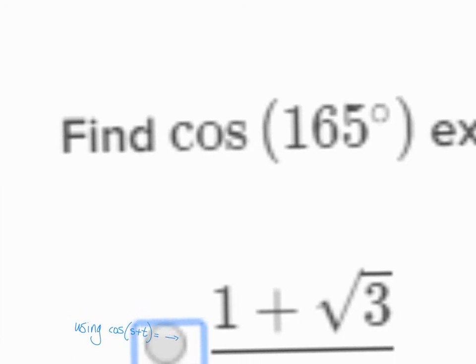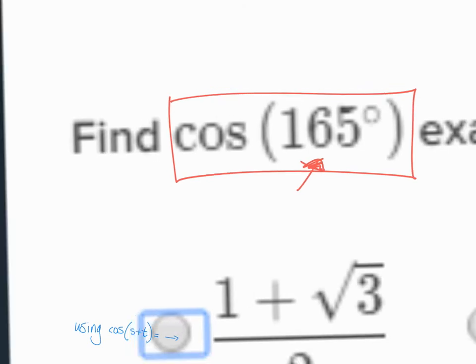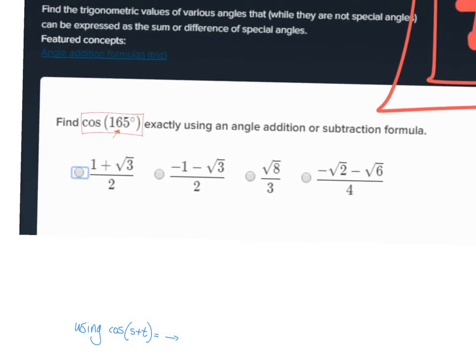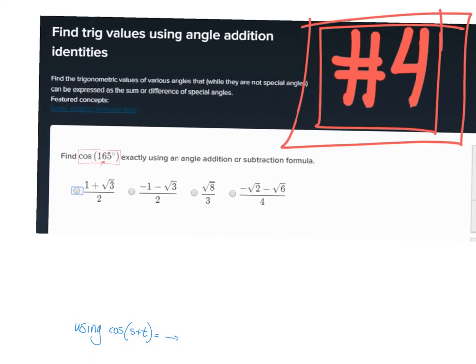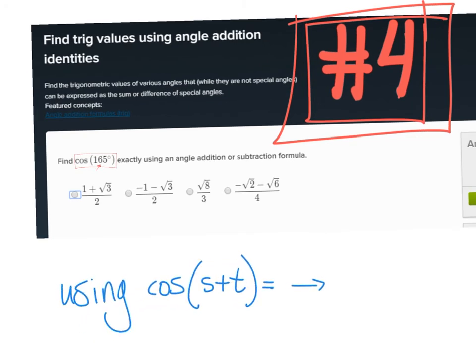So, right there, find the cosine of 165 degrees, that's the question. And we're looking for an exact value, so we're looking for two angles that add or subtract to 165 degrees. So you could try this if you'd like, or hang tight and we will solve it on the next slide.